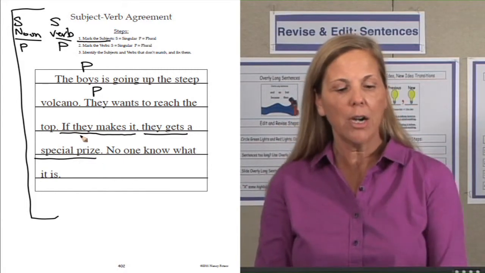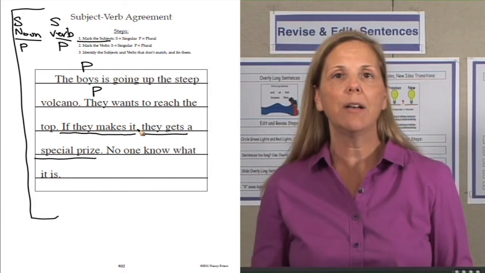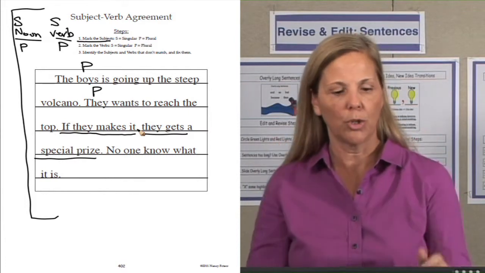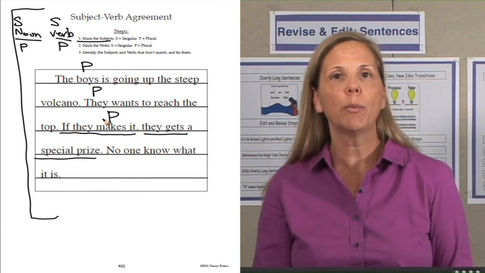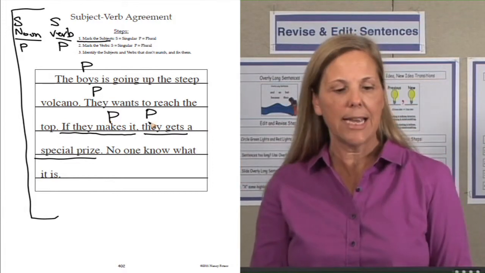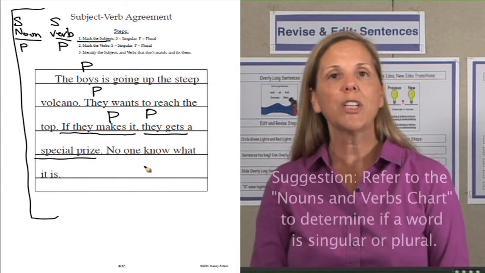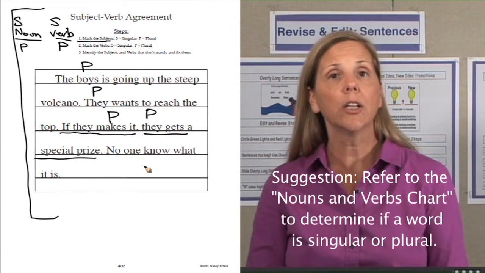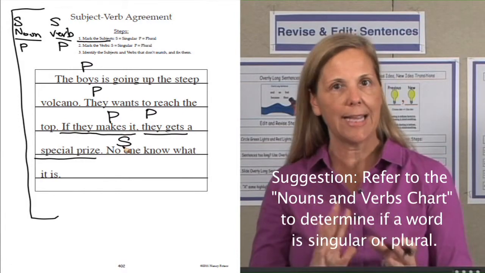So let's look at our dependent clause. If they makes it, who or what are we talking about? They. Singular or plural? Plural. They gets a special prize. Who or what are we talking about? They. Plural. Let's go to our last sentence. No one know what it is. Who or what are we talking about? No one. Singular or plural? Singular. And again, we've been practicing that.